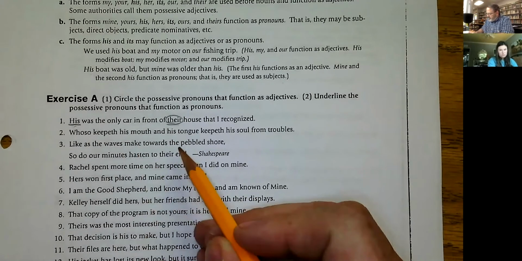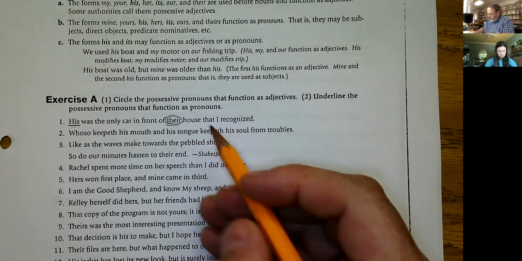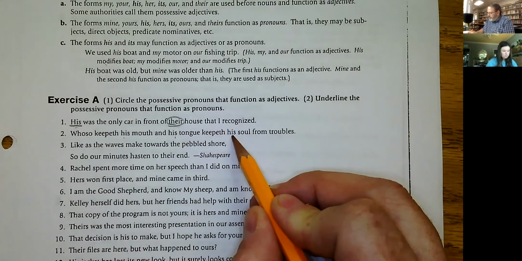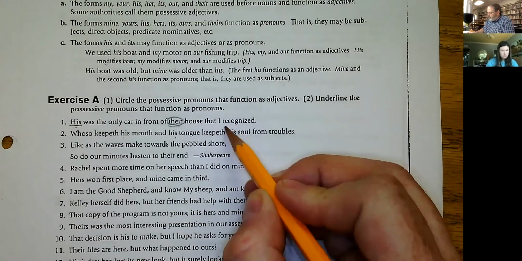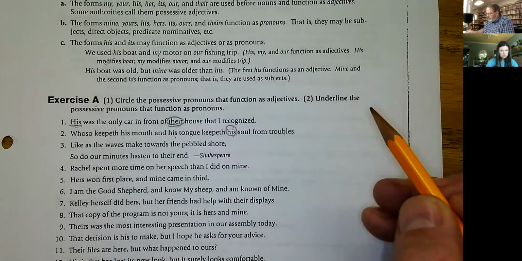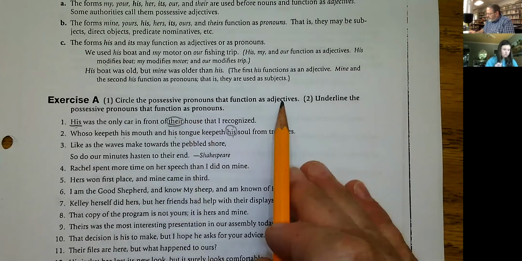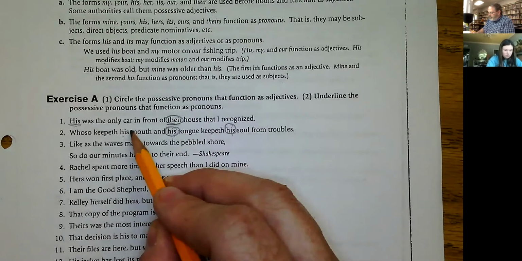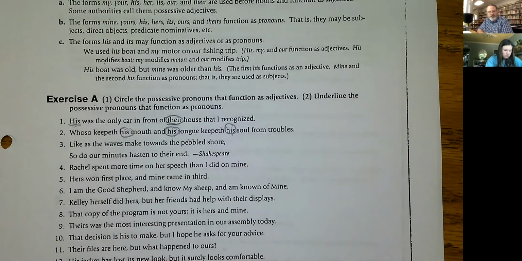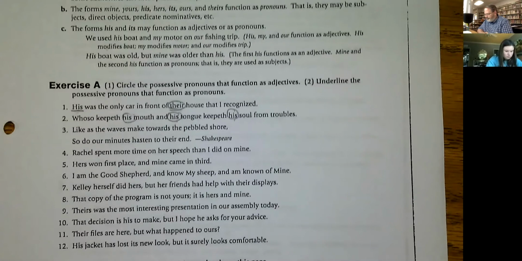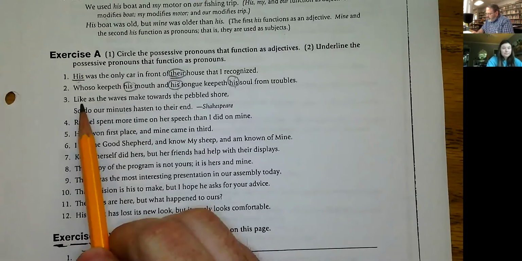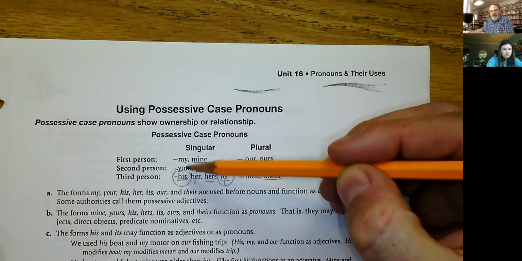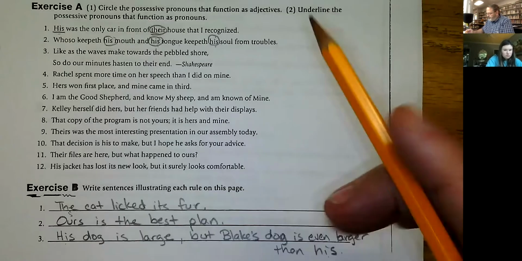Whoso keepeth his mouth and his tongue keepeth his soul from troubles. All right. So we've got his, and we've got his. His soul is describing soul. So that one's an adjective. It says circle the adjectives, underline the pronouns. His tongue, that's describing tongue. So that's an adjective. His mouth, they're all 3 adjectives. And on this one, there are none that function as pronouns. We can confirm that by looking up here. His can be either. So we know we're in the ballpark there.